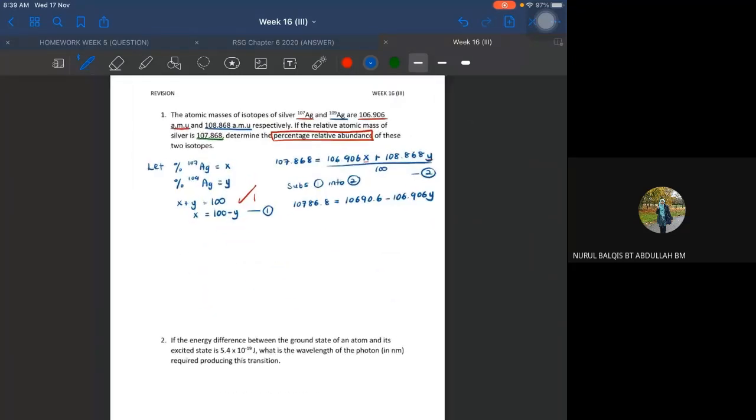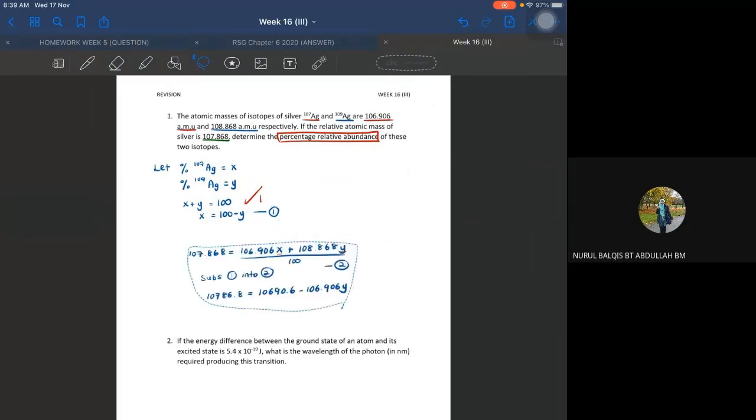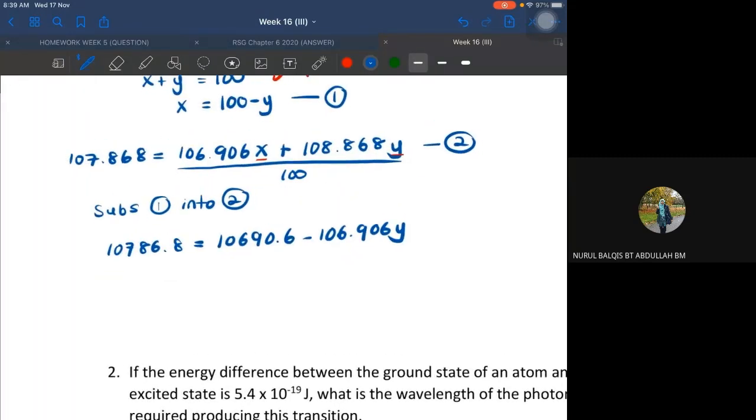Kecil bawa ke bawah lah. Kejap, okay, kat sini. Ambil tu. Lagi kita ada plus 108.868Y. Mana saya dapat this expansion? Saya akan substitute tadilah 1 into 2.